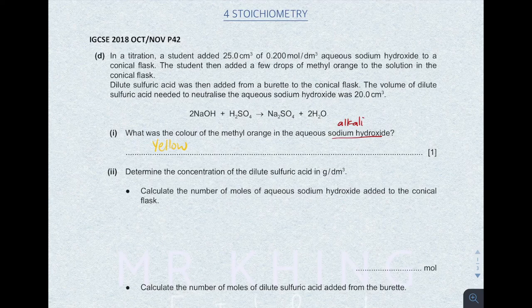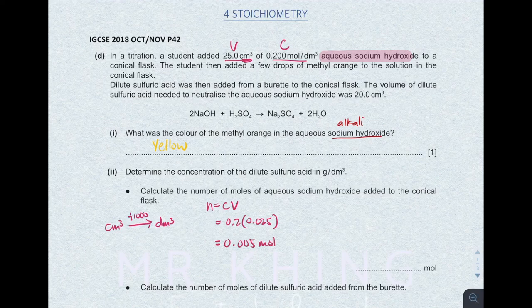Okay, next, calculate the numbers of moles of sodium hydroxide. So, we are asked to look for the moles of sodium hydroxide. Remember, first thing to do, always look for the information given. So, what are the information given about sodium hydroxide? You see, 25 cm cubed and 0.2 mole per dm cubed. Okay, we are given with volume and concentration. Therefore, formula to use, number of moles equals concentration times volume. So, concentration 0.2. Remember, the volume given to you here is in cm cubed. Therefore, you have to convert it into dm cubed first. And so, eventually, the answer is 0.005 mole.